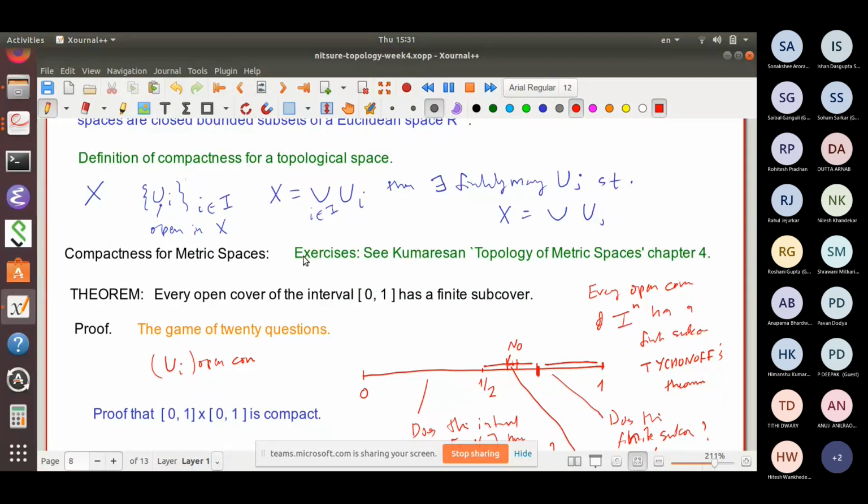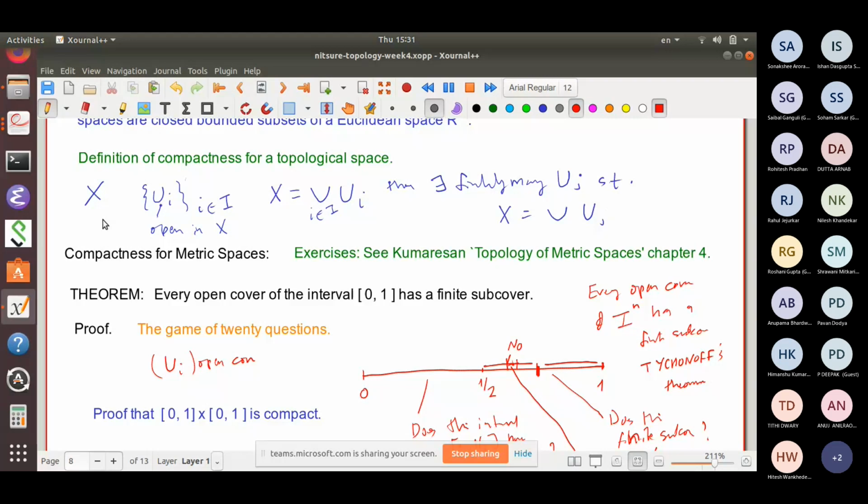Then finitely many of these U_i are enough, and X will be the union of finitely many of those. Then we said that though this definition is totally topological, if X is a metric space, if there is a distance given to you, then there is a lot more that can be said about compactness. Therefore, we are studying compactness for metric spaces in yesterday's lecture and also today. You get the hang of it by solving exercises. That's the best way of understanding this.